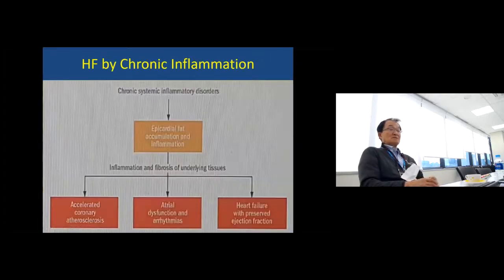So the chronic inflammation also causes heart failure, cardiac failure. So that's the important thing. If inflammation occurs in epicardial fat, that will accelerate atherosclerosis, atrial dysfunction, and produce arrhythmia, and eventually heart failure. So ejection fraction will be decreased.